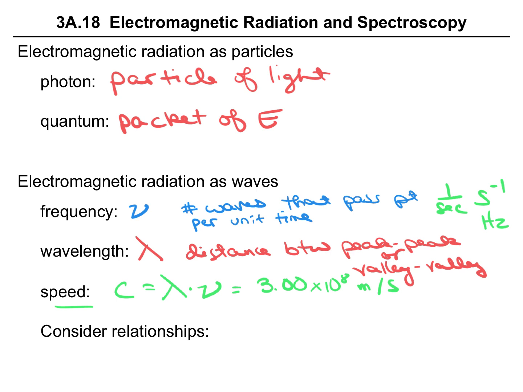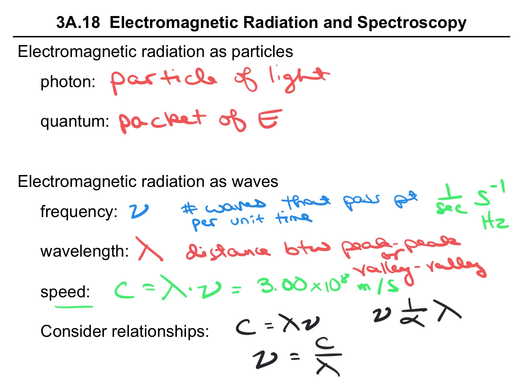Now let's consider some relationships. We just said that c, the speed of light, is equal to wavelength times frequency. We can divide both sides by wavelength, and this tells us that the frequency is equal to c over lambda. So we can see that frequency is inversely proportional to the wavelength.